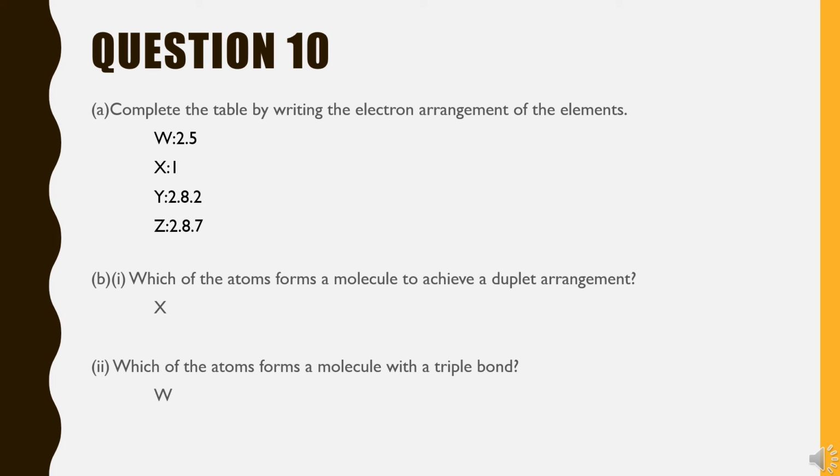From the proton number, we can know the electron arrangement of the elements. The electron arrangement of W is 2.5, X is 1, Y is 2.8.2, and Z is 2.8.7. For question 10b1, only the first electron shell will form the duplet arrangement. Therefore, X is the only element that can achieve duplet arrangement among the 5 elements provided. To form a molecule with triple bond, the elements must require at least 3 more electrons to achieve the stable electron arrangement, which are the elements with valence electrons of 4 and 5. Therefore, W will form a molecule with a triple bond.